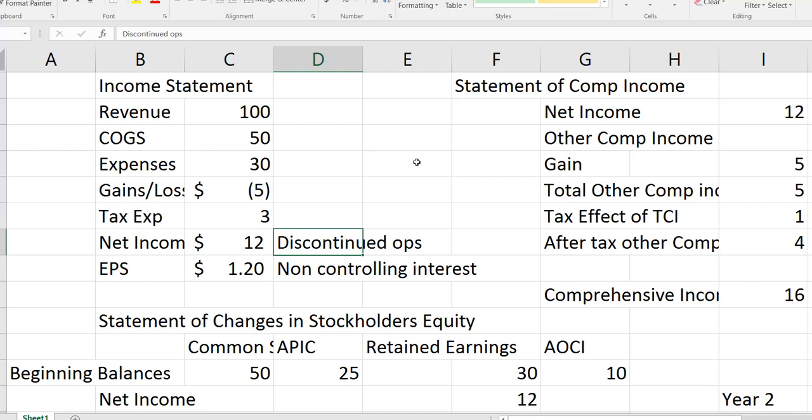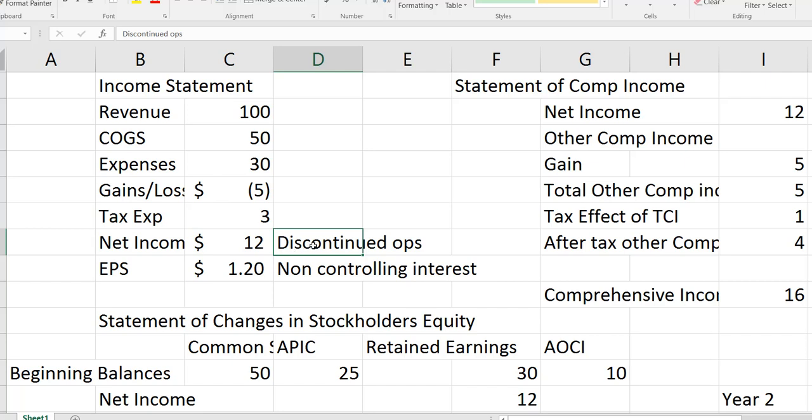Now, going back to these two things, these are what we call two special items. They both should come before net income. So they would be inserted in here if they apply. If they don't apply, then you wouldn't see them, and your income statement would just look like this.